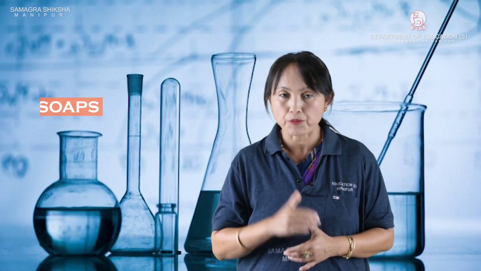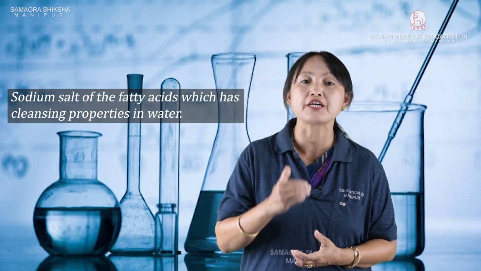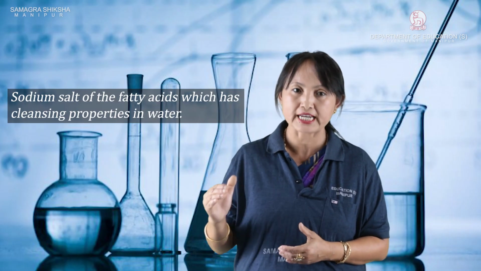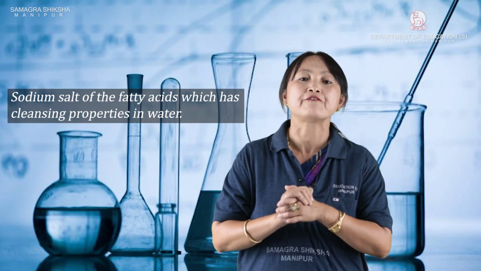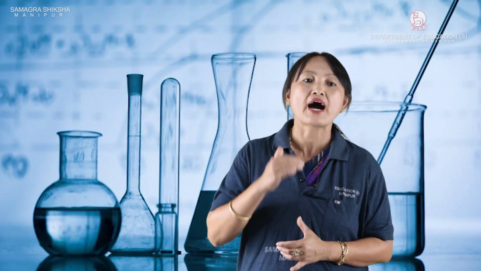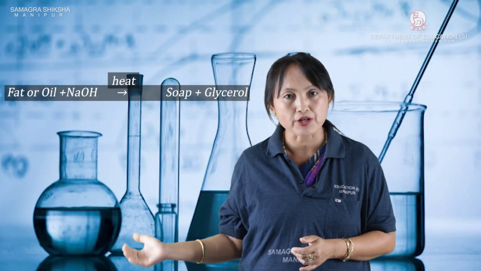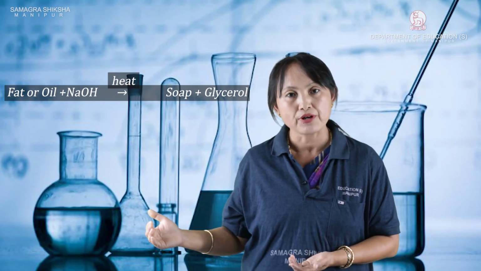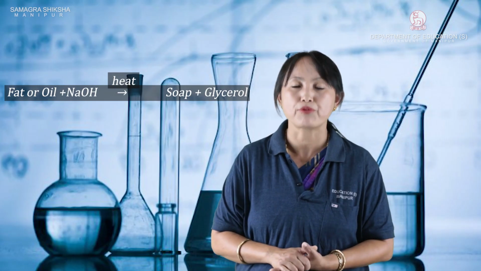So what are soaps? Soaps are sodium salt of fatty acids which has cleansing properties in water. That is, soaps are sodium salt of fatty acid which has cleansing properties in water. Now, how is soap prepared? Now, soap, it is made from animal fat or vegetable oil by heating with sodium hydroxide solution or an alkali. So, the chemical equation involved here is fat or oil when heated with an alkali like sodium hydroxide, we obtain soap along with glycerol as a byproduct.